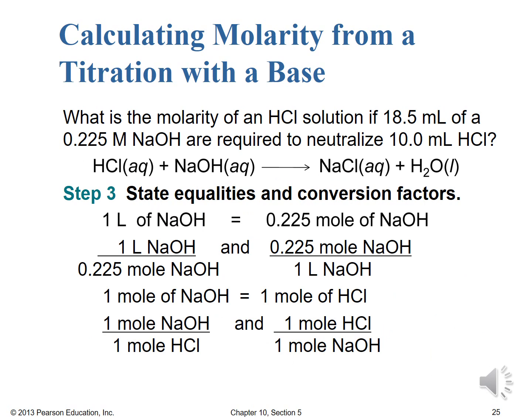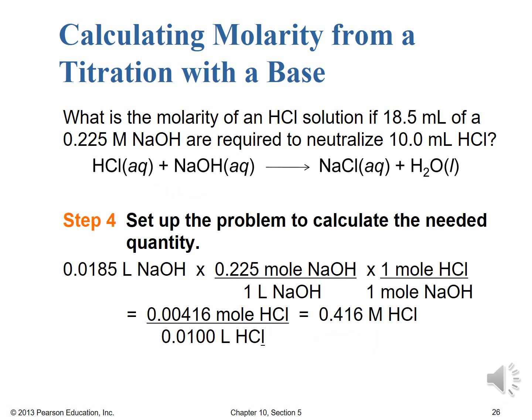All right, so on to step 3, we can look at the equalities and conversion factors we have. So 1 liter of the NaOH solution, because of its concentration given in the problem, equals 0.225 moles of NaOH. So we can represent that with either the liter of NaOH in the numerator and the 0.225 moles of NaOH in the denominator, or the inverse. We also know that 1 mole of NaOH reacts to neutralize exactly 1 mole of HCl, so we can use that mole NaOH to mole HCl either with the mole of NaOH in the numerator and HCl in the denominator, or the inverse. Hopefully you can already see that we're going to want to have that mole of HCl up top based on our plan from the previous slide.